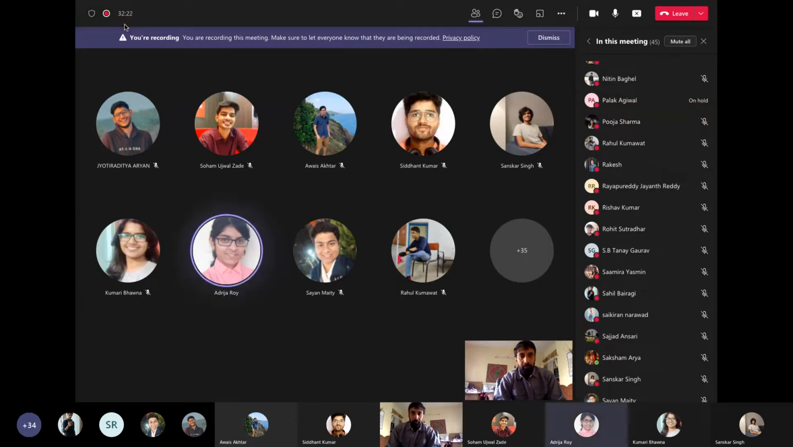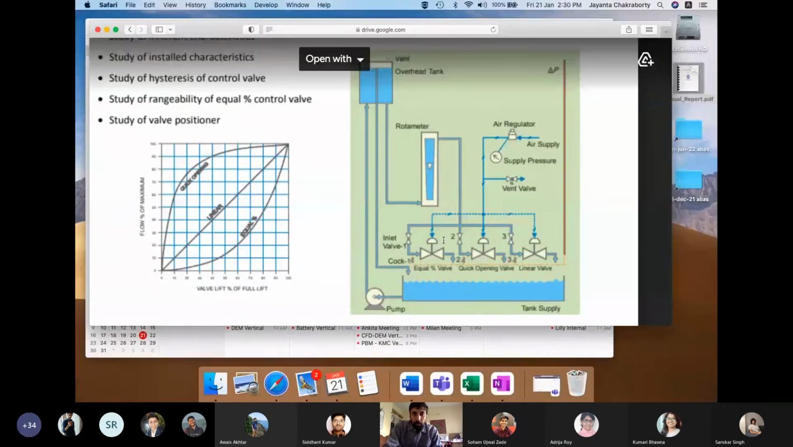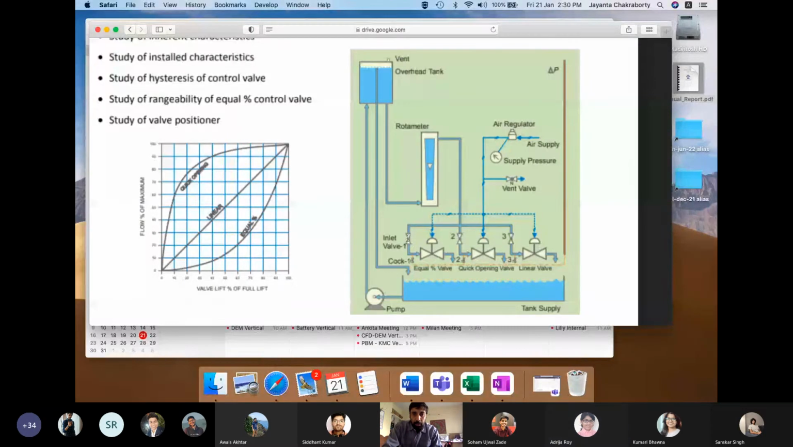Sir, are all the valves gate valves, or is there a globe valve too? See, these valves, my screen is shared, right? Yes. See, these are gate valves. These may be gate, globe, doesn't matter. These valves are meant to be completely open or completely closed. So these are not control valves. 1, 2, 3, these are meant to be completely open or completely closed. They may be gate, may be globe, doesn't matter to us.